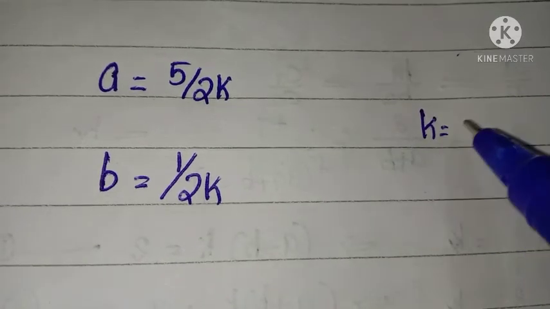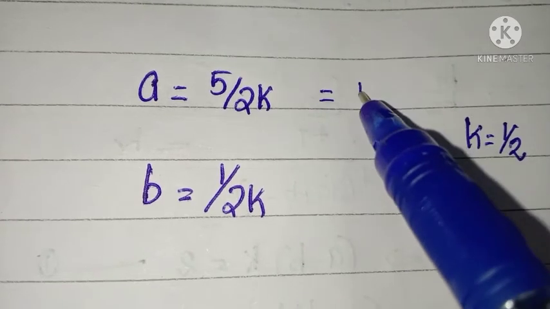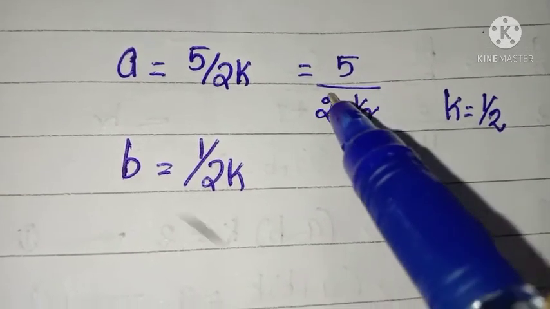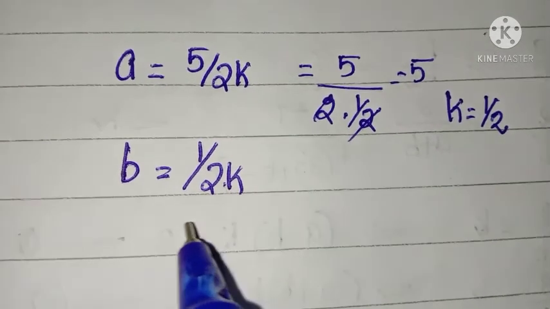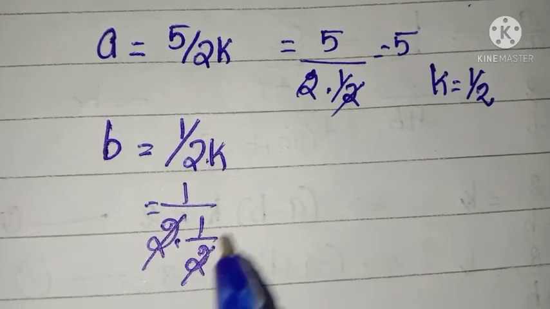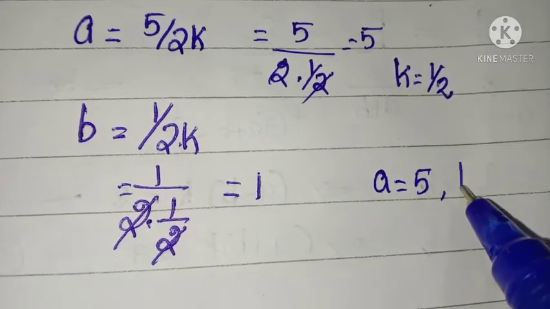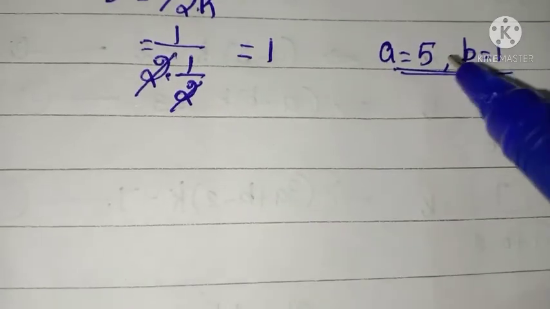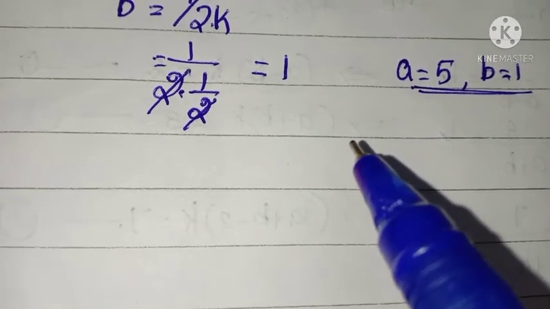Put k is equal to 1 by 2 here. So a is equal to 5 by 2k becomes 5 by 2 into 1 by 2. So this is equal to 5. Now put k is equal to 1 by 2 here. So 1 by 2 into 1 by 2. So b is equal to 1. a is equal to 5 and b is equal to 1 is the required solution of the given pair of linear equations. Okay.